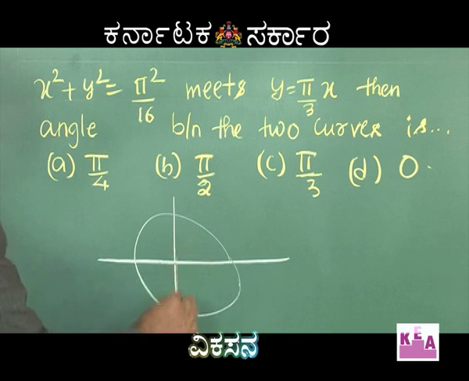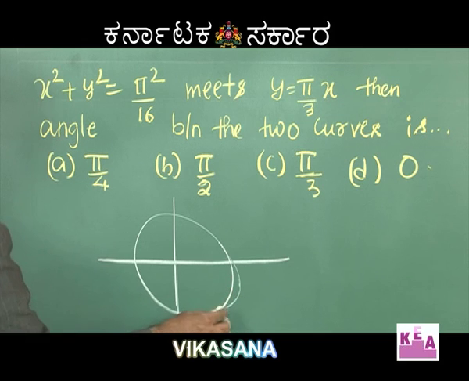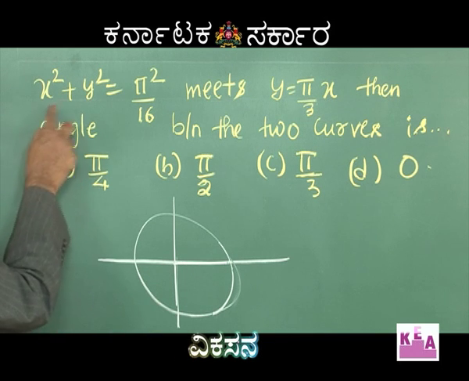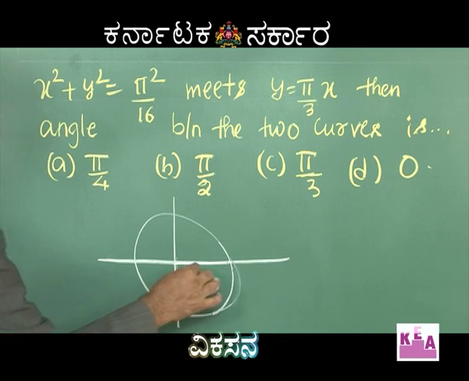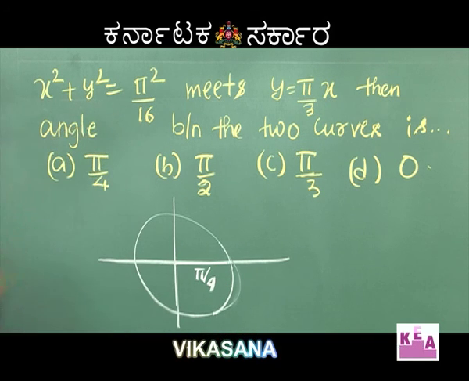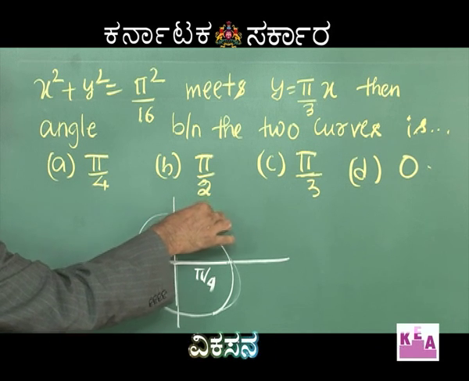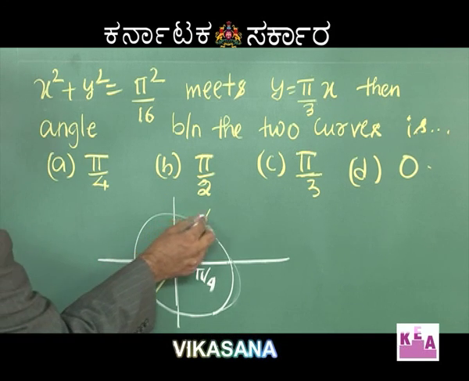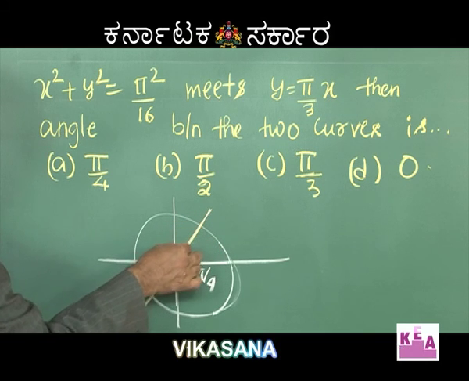What is the radius of this circle, dear students? That is clearly pi by 4, because x square plus y square is equal to a square, so the radius is pi by 4. And the line is y is equal to pi by 3 x. That is of the type y is equal to mx. Is that correct?